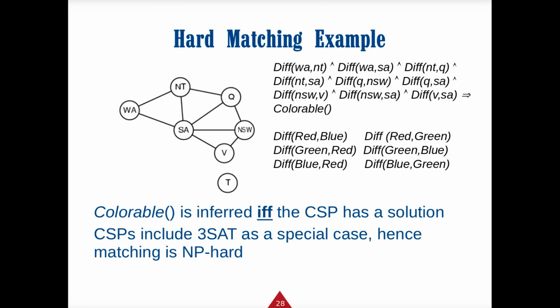And so in one instance of this, we have a hard matching example. This is a case where we're basically doing the coloring again. Colorable is a function that is inferred if and only if the CSP, or constraint satisfaction problem, has a solution. And the CSPs include 3SAT, which is a special case, hence matching is NP-hard. So basically, trying to match all of these could be computationally difficult. What this is doing is saying, okay, we have all these differences, and we have to try to get them to match these different patterns, and then it would be considered colorable.